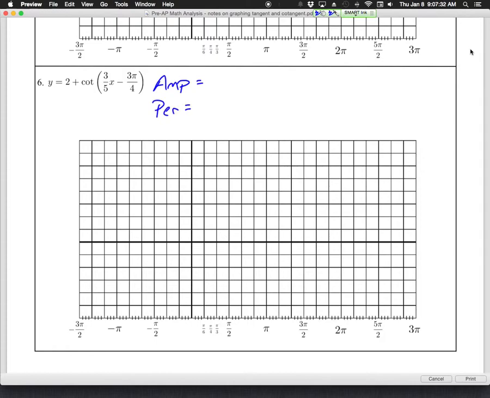All right, what's my amplitude? 1. My period? 5 pi/3. All right, what about my shifts? Up 2. And we're going to the right. How much are we going to the right? 15 pi over 12, which is 5 pi over 4. How many period marks? 3 period marks.